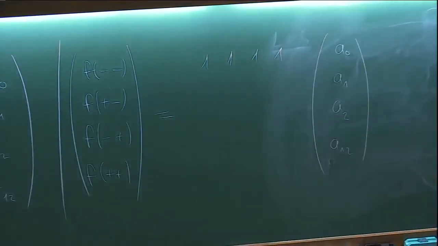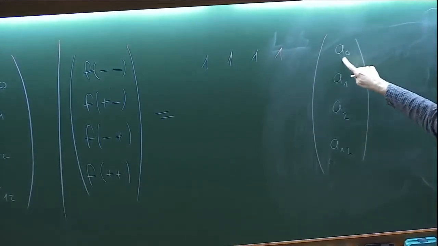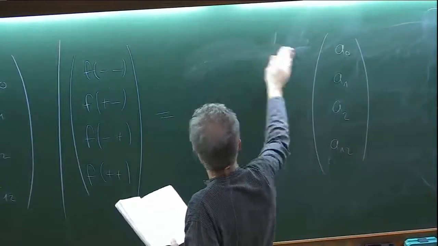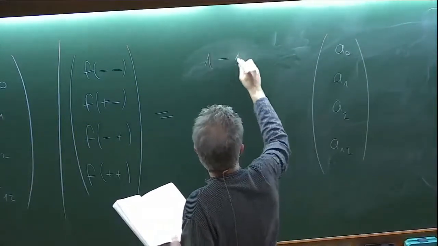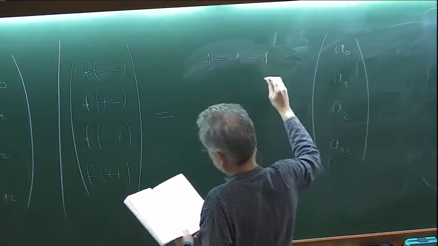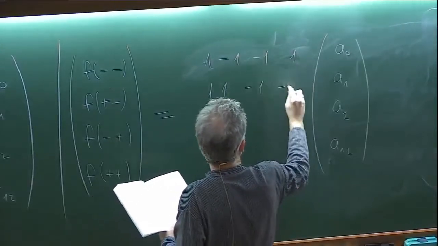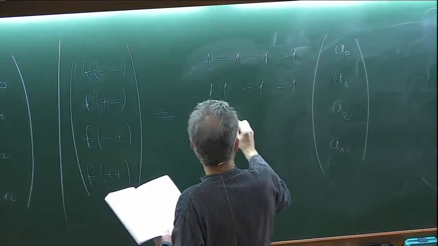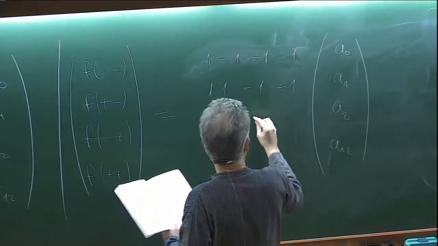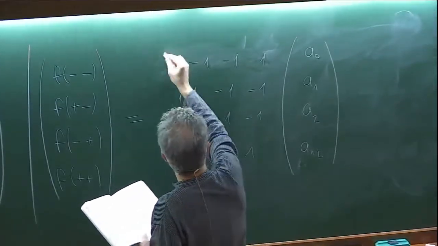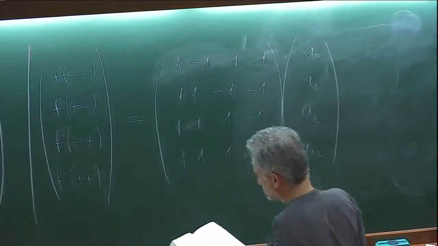So as I explained to you yesterday, F minus minus, the zeroth order coefficient, is simply the sum over all the fitness values. Okay, so this is actually wrong. This is the inverse matrix, so let me do it right. So this is what you get. Minus 1, 1. 1, 1, minus 1, minus 1. 1, minus 1, 1, minus 1. And 1, 1, 1, 1. Okay, so this is what this matrix looks like in this case.